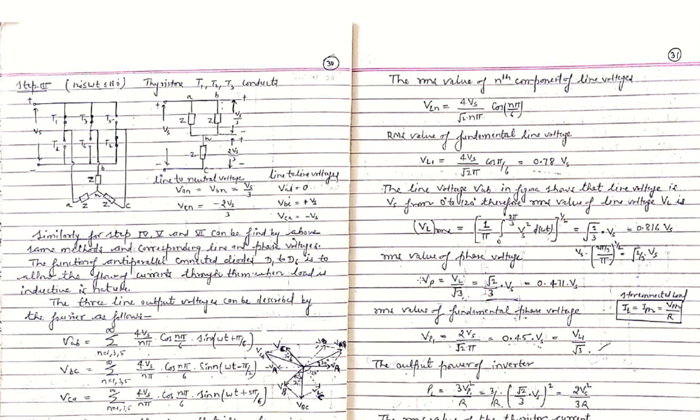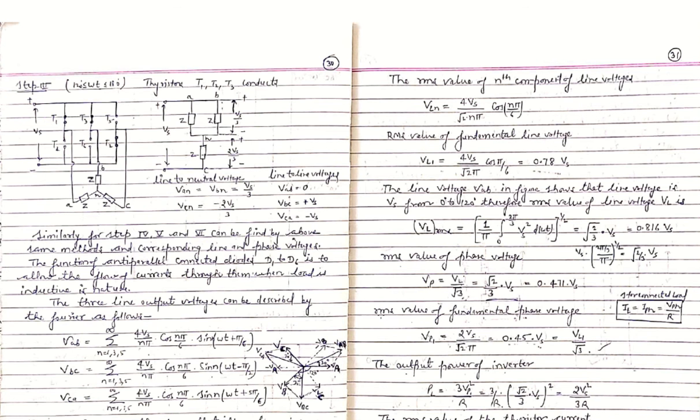Now we will calculate the RMS value of phase voltage. How do we calculate it? We have the line voltage RMS value. In a star connected load, if we divide the line voltage RMS by root 3, then the phase voltage RMS value will be obtained. Vph equals VL by root 3. So we divide root 2 by 3 into Vs by root 3, and we obtain root 2 divided by 3 into Vs, which is the RMS value of phase voltage.